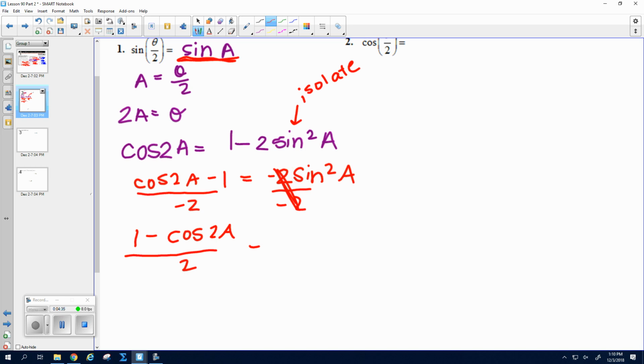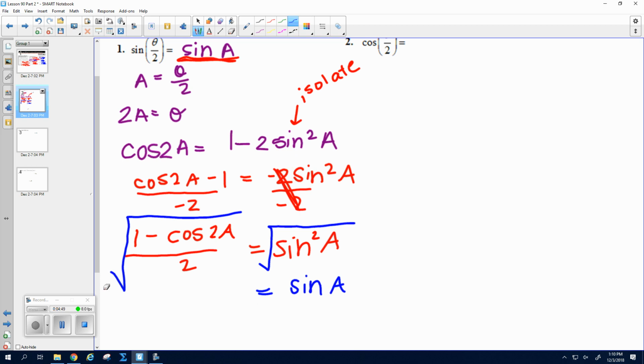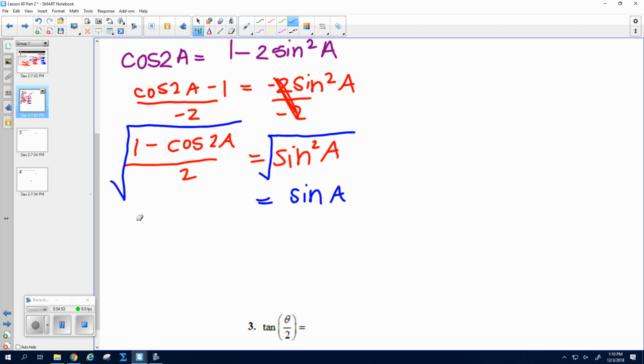Okay. And now on this side I have sine squared a. So now I need to isolate sine. And I would isolate sine by taking the square root of both sides. So this undoes the square. I'm left with sine a. And over here, anytime you take the square root, you want to remember plus or minus. And then at the very end, we remember that we set A equal to theta over 2. So I'm going to replace my A right here with theta over 2, because that's what it's equal to, and replace this A with a theta over 2.